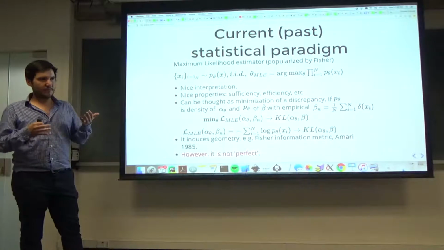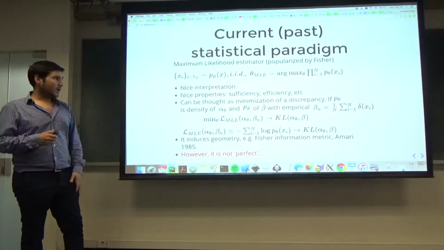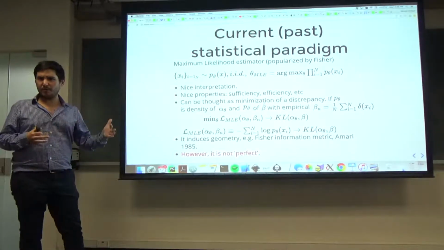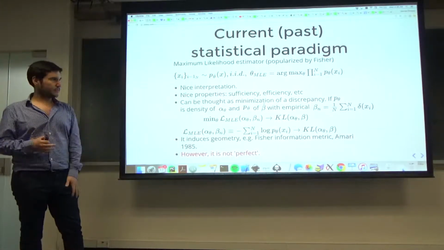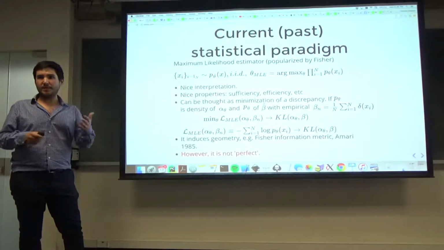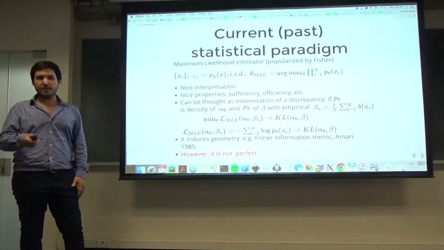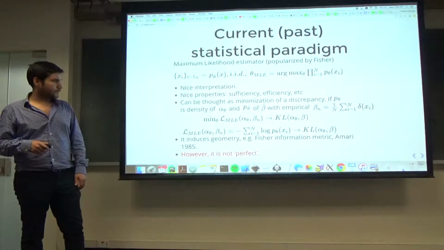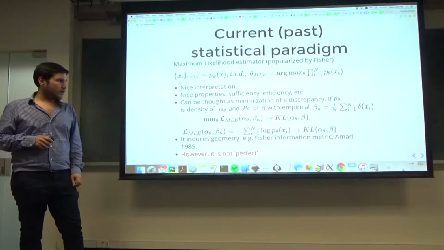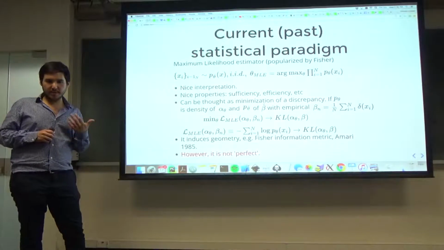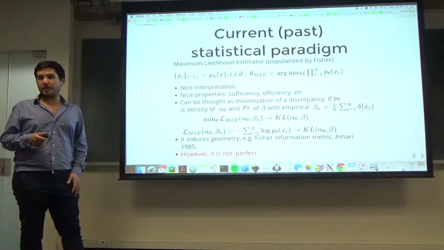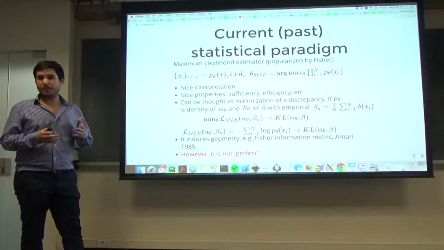So this is a very comfortable interpretation, and if we work in this framework, we have a lot of very relevant concepts, and people have been working on that for the past 100 years. We have the concept of efficiency, what the variance is, and we have an asymptotic theory, and so on. Also, something to have in mind here is that we can think about doing maximum likelihood estimation as minimizing a discrepancy between our model and the true distribution.